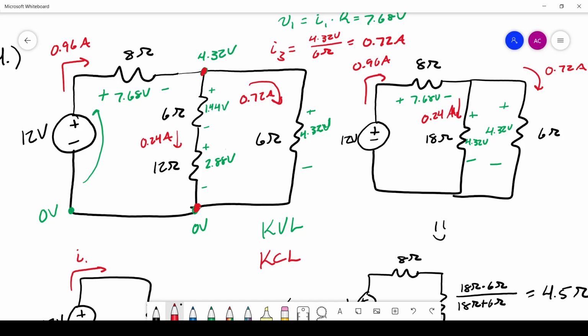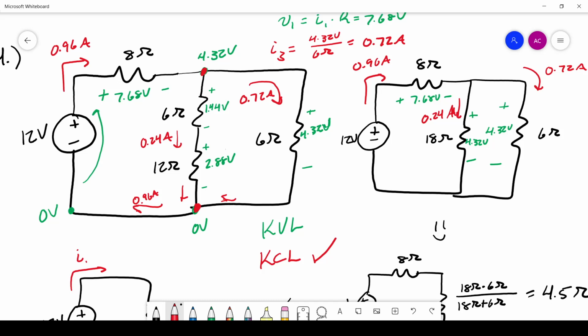What about this bottom node? We have that same 0.24 amps coming in, same 0.72 amps coming in, and then the same 0.96 amps going out. So similarly, KCL is satisfied for this circuit.